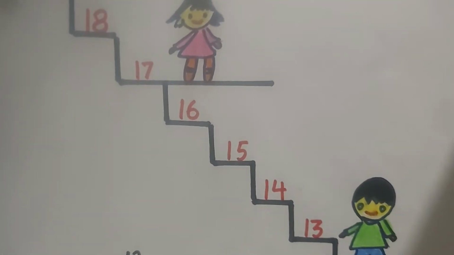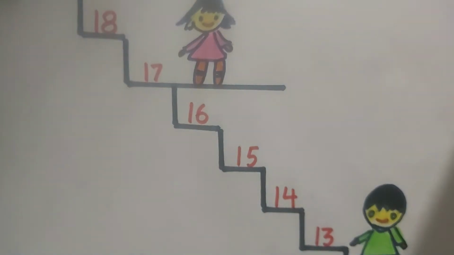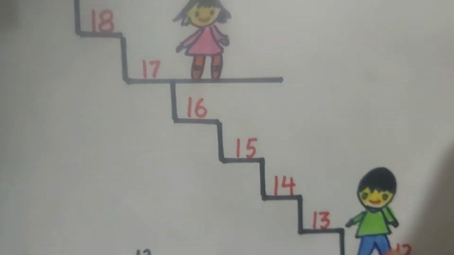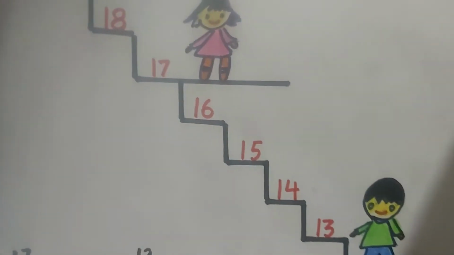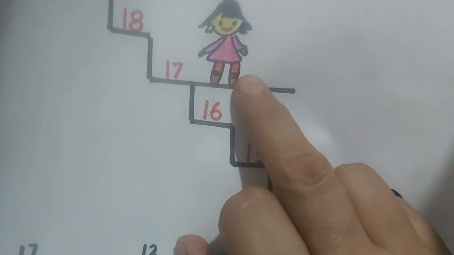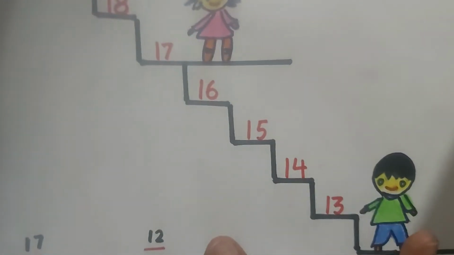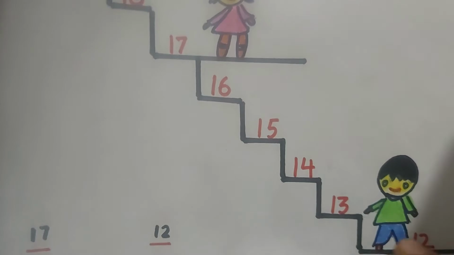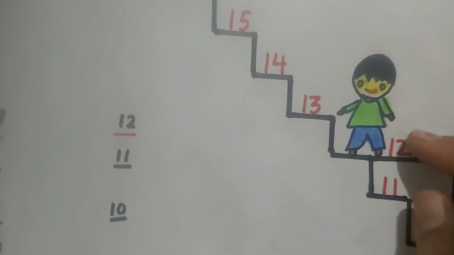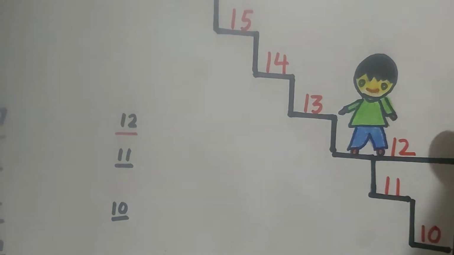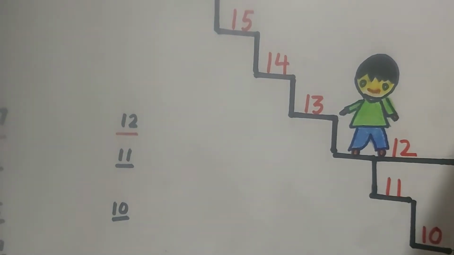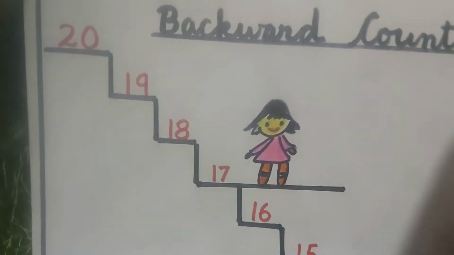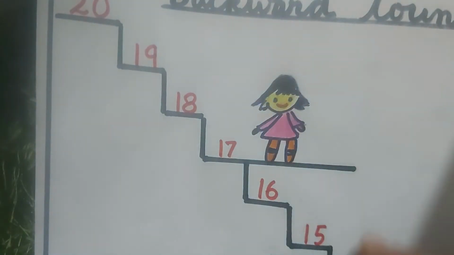So tell me, will they climb the stairs or will they come down? They will come down because they have to go to their mother. So coming down from the stairs means backward count. Isha is standing on 17, and when she has to climb down, she will come to 16, then 15, then 14, then 13, then 12, then 11. And Adi is standing on step 12, then he will come down to 11 and 10. So backward counting means coming from top to down, or climbing down the stairs.